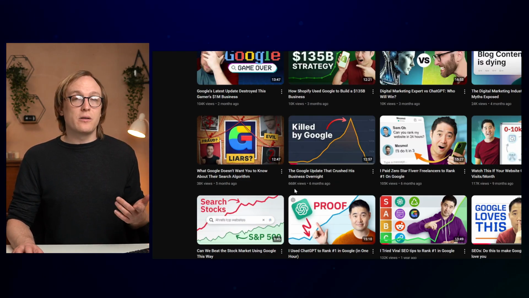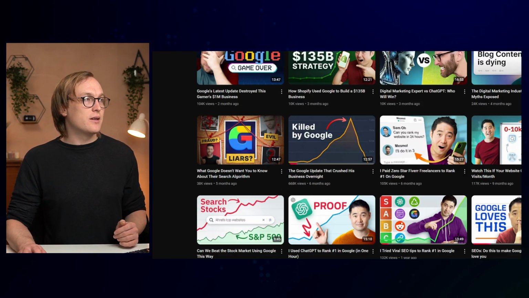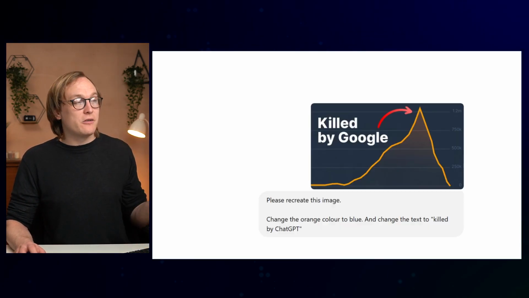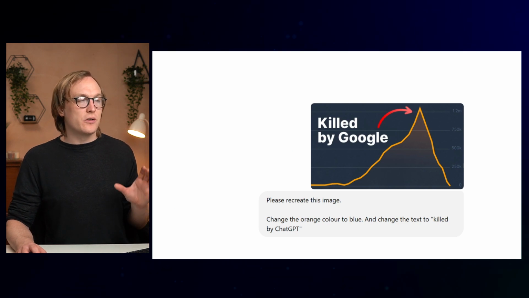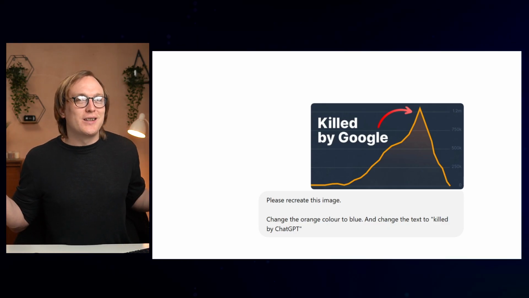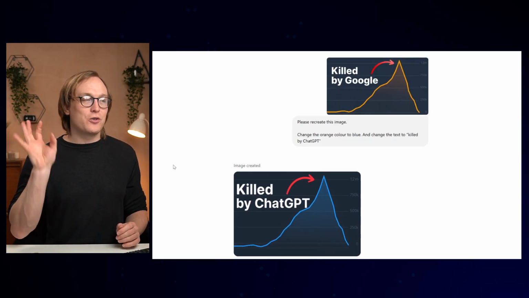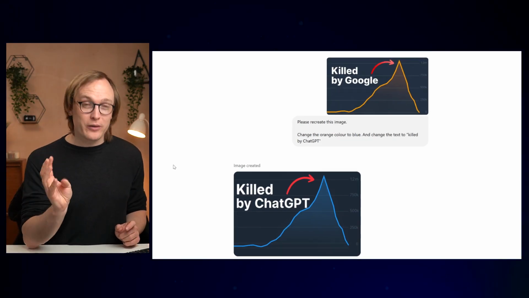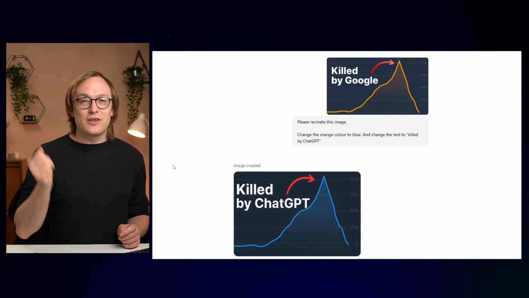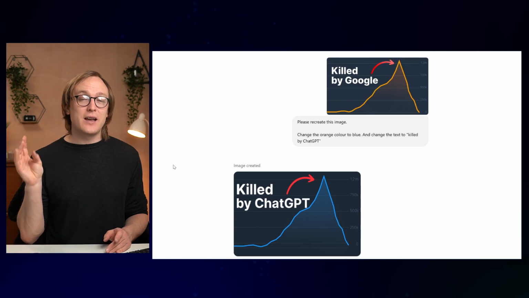So we copy the thumbnail using the same technique as before and drop it back into ChatGPT. Then we use the prompt, please recreate this image, change the orange color to blue and change the text to killed by ChatGPT. And what does it produce? It creates that exact same thumbnail, changes it to blue, changes the text just as we wanted. In seconds. No graphic designer needed, no crazy qualifications, just a simple text prompt.